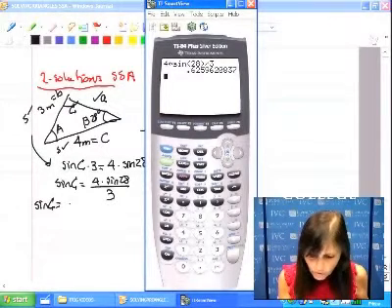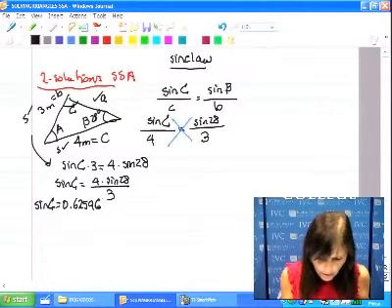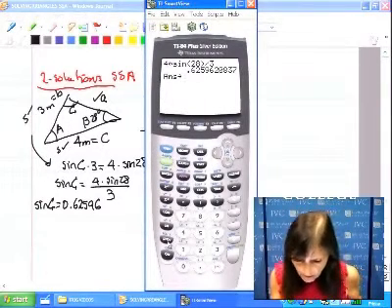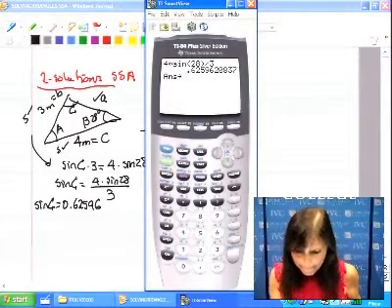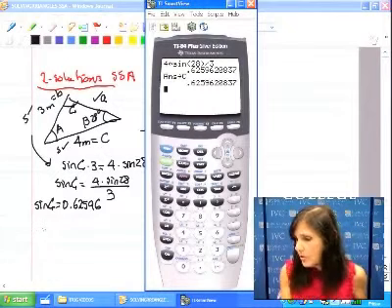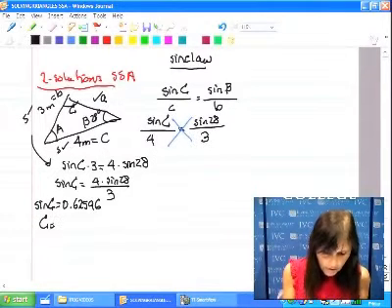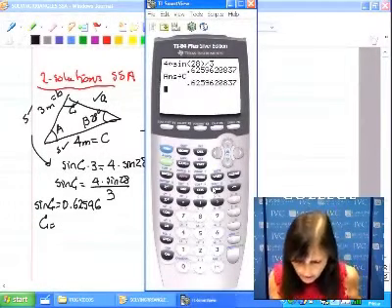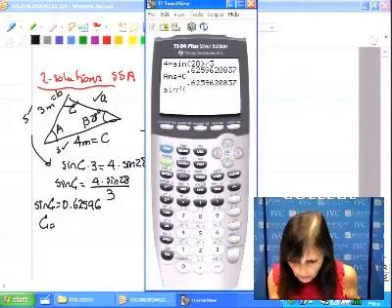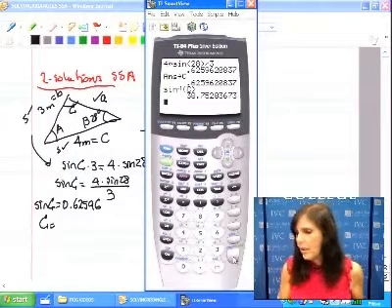That gives me a sine C of 0.62596. Let's put this in C, store C. All right, and I'm supposed to take the inverse sine of that. Let's do that. So inverse sine of that is going to be sine inverse of C. And I put it in C here. And that gives me an angle of 38.75.